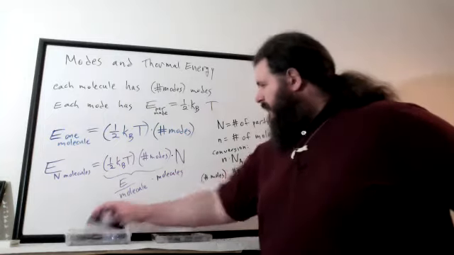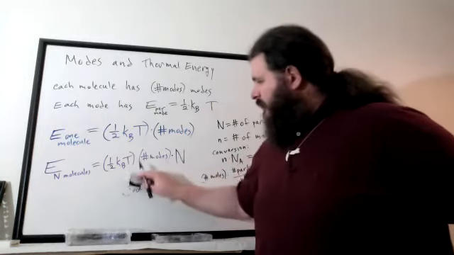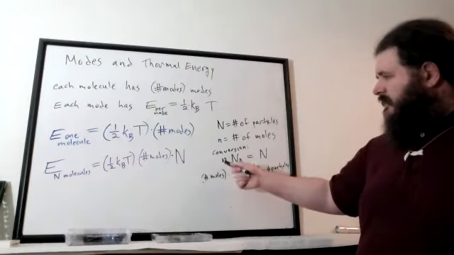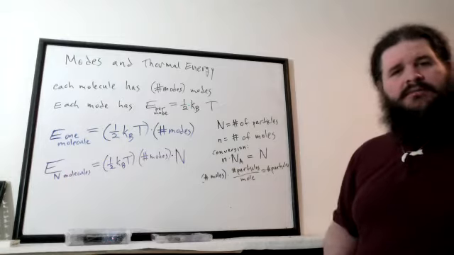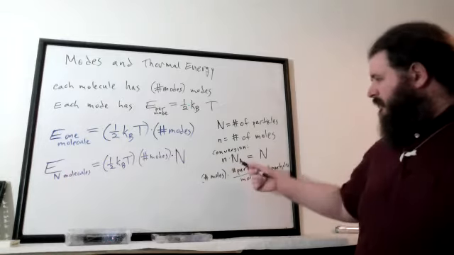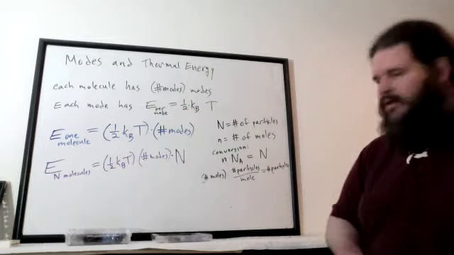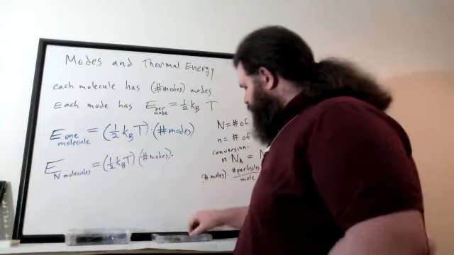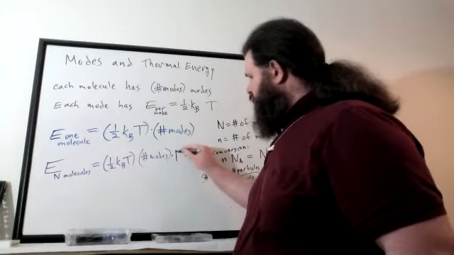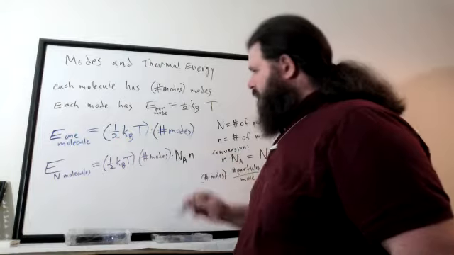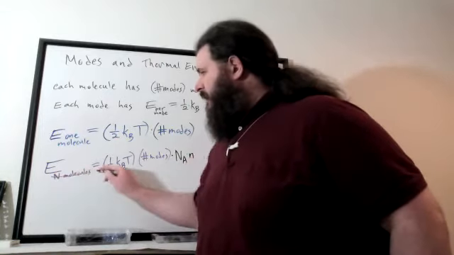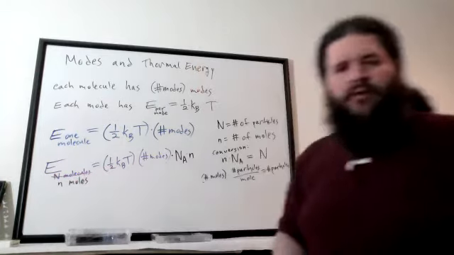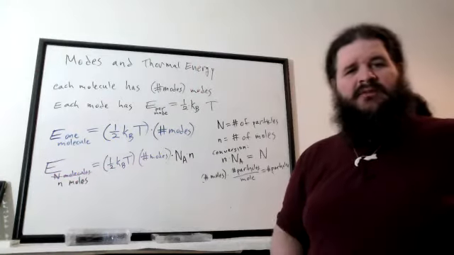Alternatively, another way we could write this, instead of writing it in terms of molecules, we could write it in terms of number of moles. N particles means little n times Avogadro's number particles. So we can replace number of particles with Avogadro's number times number of moles. If we just make that substitution, now instead of talking about big N molecules, we're talking about little n moles. So we now have a formula in terms of number of moles instead of in terms of number of molecules.